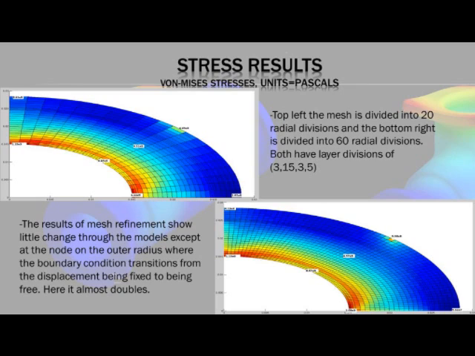radial divisions. As you can see, the results of the mesh refinement show little change through the model except at the node on the outer radius, where the boundary condition transitions from the displacement being fixed to being free.